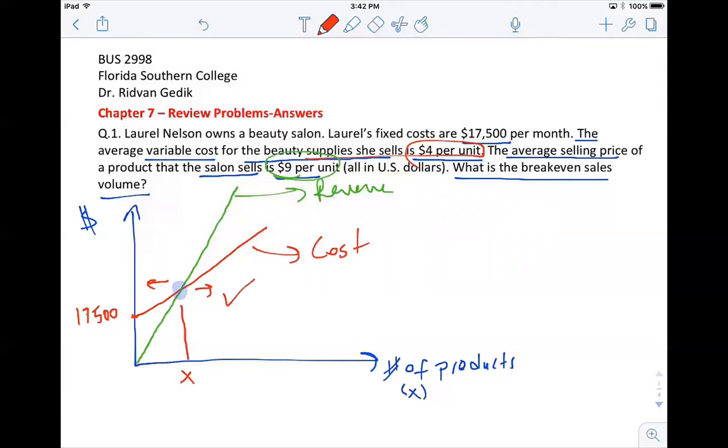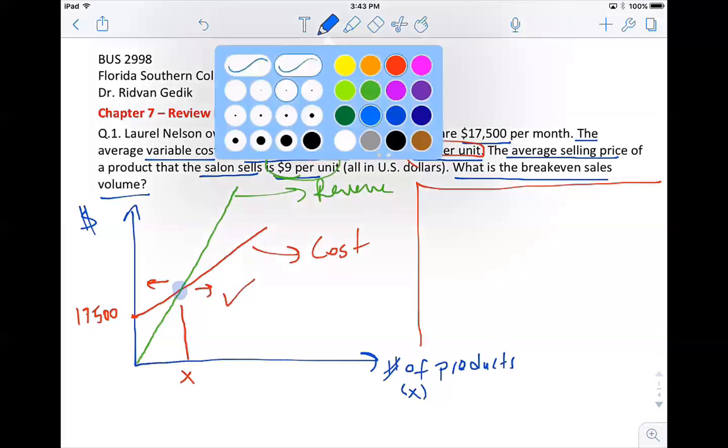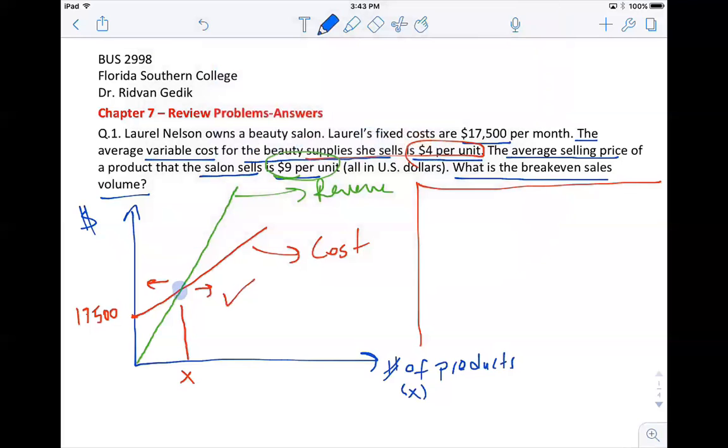That's why companies would like to know their break-even point, so they work hard until they get to that point and hopefully stay to the right of it. How do we know we are at the break-even? That is a very straightforward question to answer, because we already said that the break-even happens at the intersection of revenue and cost. So why don't we just say revenue equals cost?